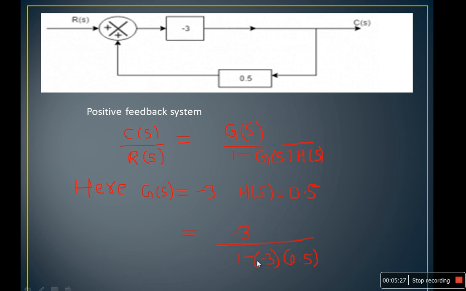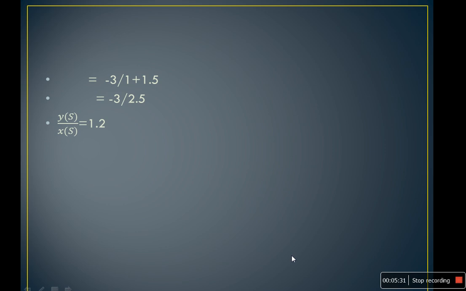Here minus into minus is plus, 1 plus 3 into 0.5. So 1 plus 3 into 0.5 value is 1.5. So minus 3 by 2.5. So here you are getting the Y of s by X of s value is minus 1.2. In this way this is also represented with a simple block diagram.